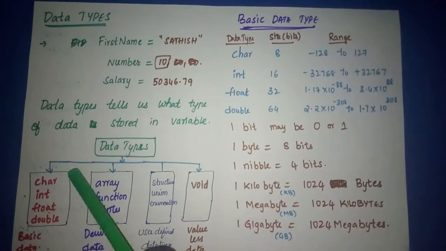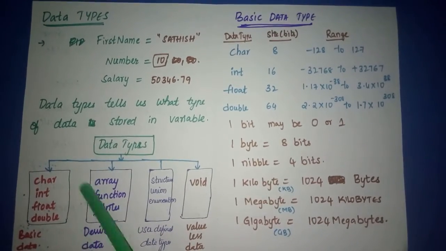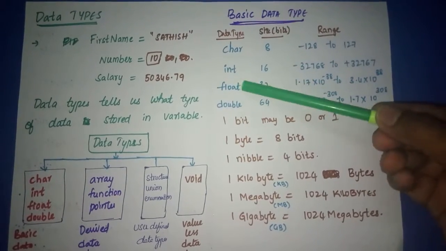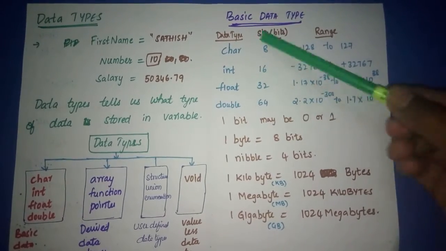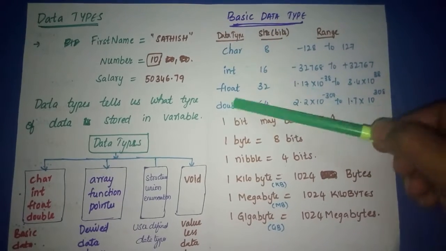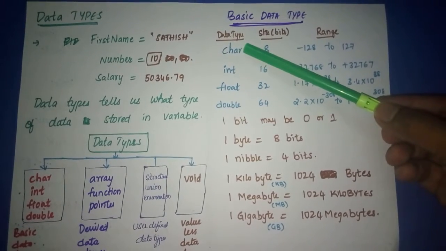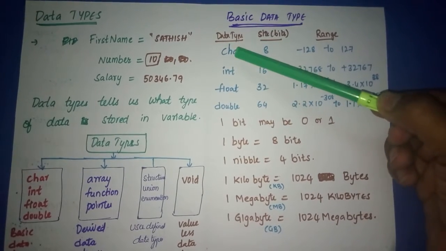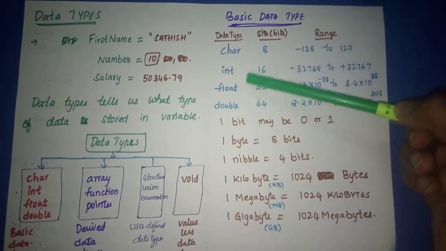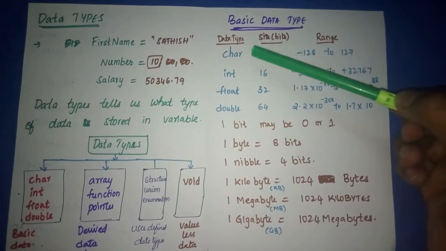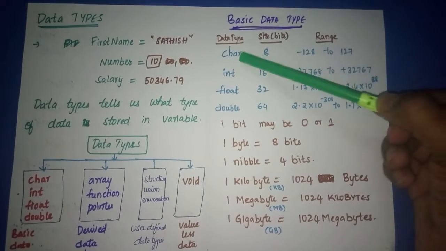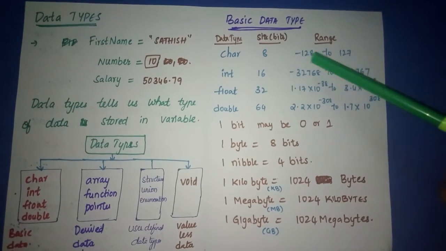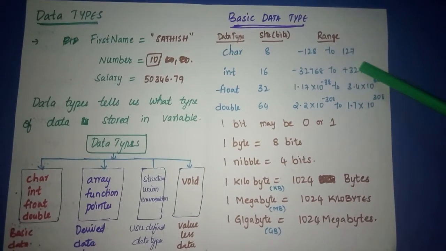Coming to the basic data types, we discuss what they are here. Basic data types are four: char, int, float, double. Of course here we can also say unsigned int, unsigned char, but generally the basic ones are four: char, int, float, and double. Why are we writing like this? One is the size, how much memory it uses. Char uses 8 bits and its range is minus 128 to 127.